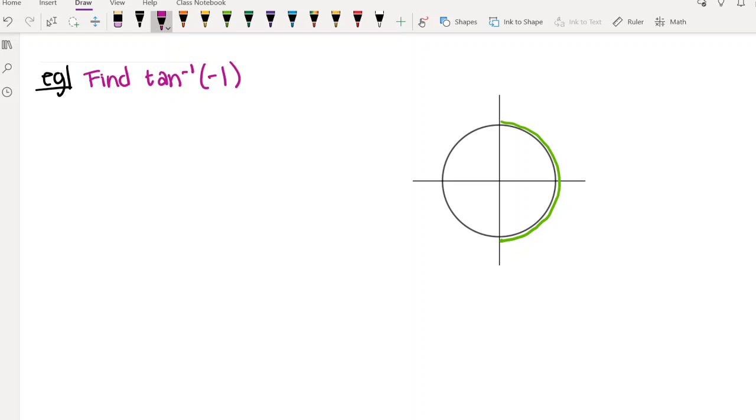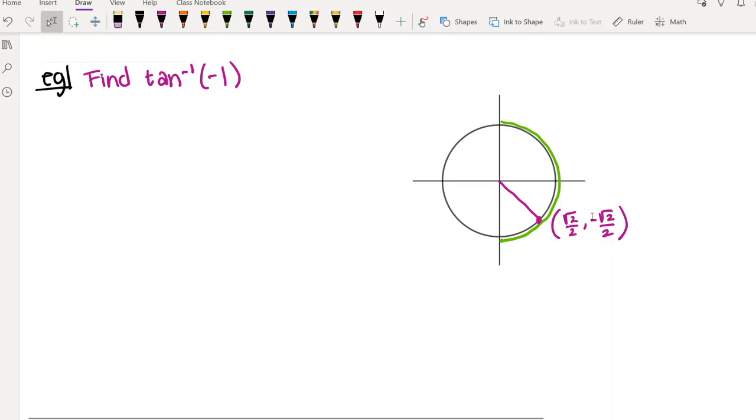Well, that would happen if you go to negative pi over 4, right? Because at negative pi over 4, the coordinates are root 2 over 2 and negative root 2 over 2. And so if you take those two coordinates and divide them, you'll get -1.